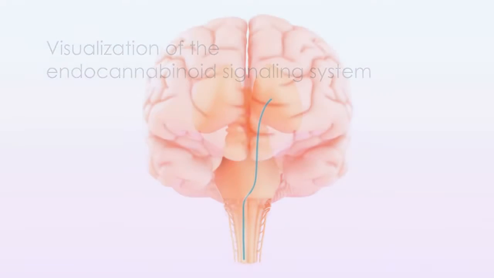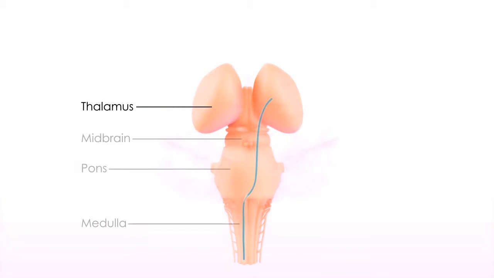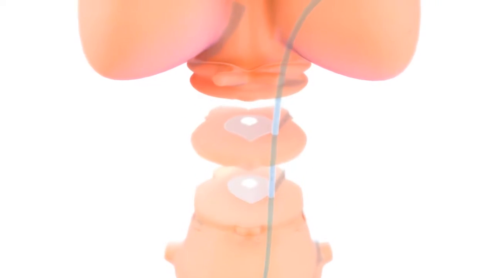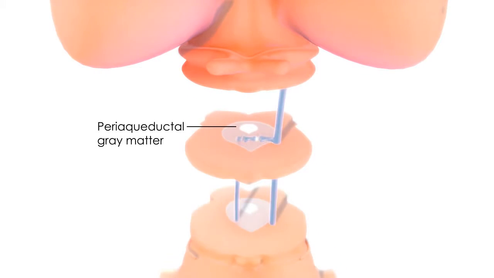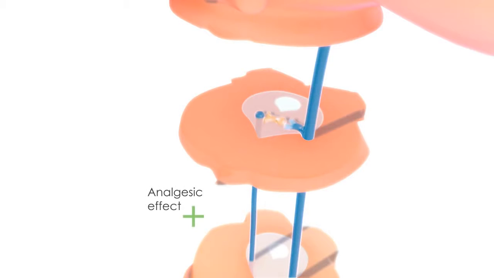In the normal transmission of pain, ascending nociceptive signals travel up the spinal thalamic pathway to the thalamus, where they are processed and relayed to cortical and other areas. The ascending pathway also relays to the periaqueductal gray matter, an important part of the descending pain modulating system, where specific cannabinoid receptors are located. Stimulation of the periaqueductal gray is known to produce an analgesic effect.